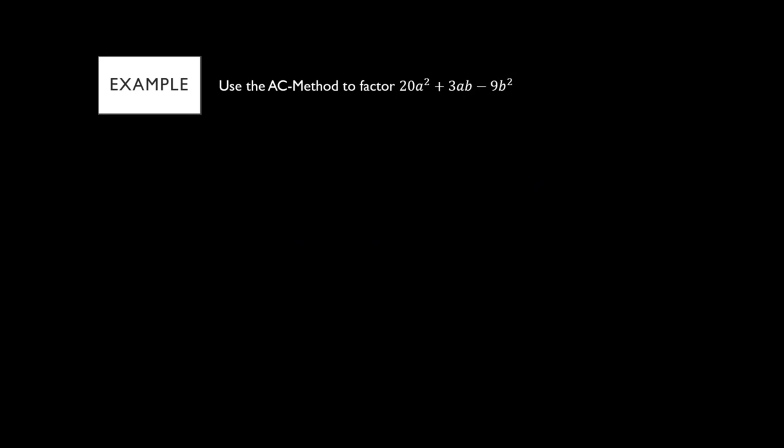So this one's different because we've got two variables here. But we can still use the AC method because it's quadratic and it's a trinomial. So we've got 20a squared plus 3ab minus 9b squared.